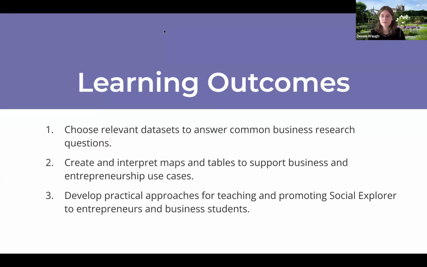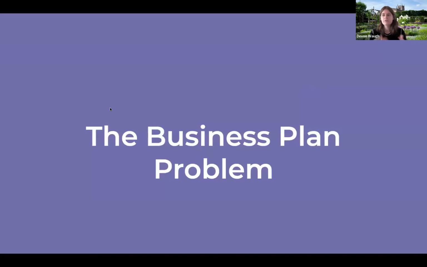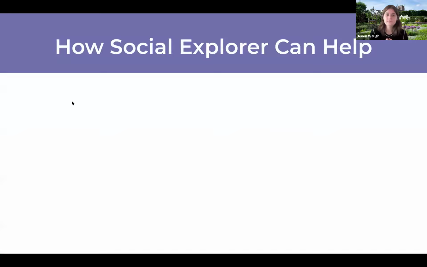We'll start off with the business plan problem, which is that sometimes entrepreneurs will rely more on gut feelings or the level of detail that they put into their idea, but may not know where to look to find actual data to back up their decision making. With a public library card in North Carolina, any entrepreneur in North Carolina has access to Social Explorer to be able to do that.